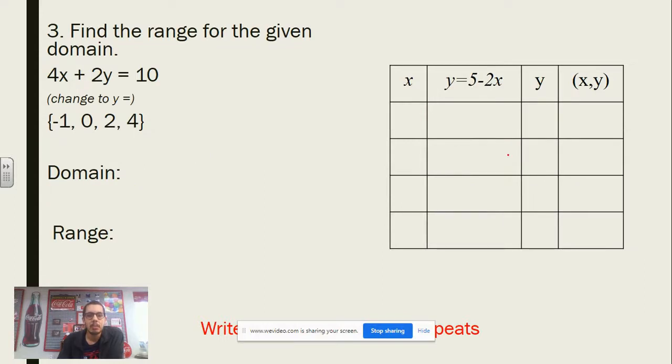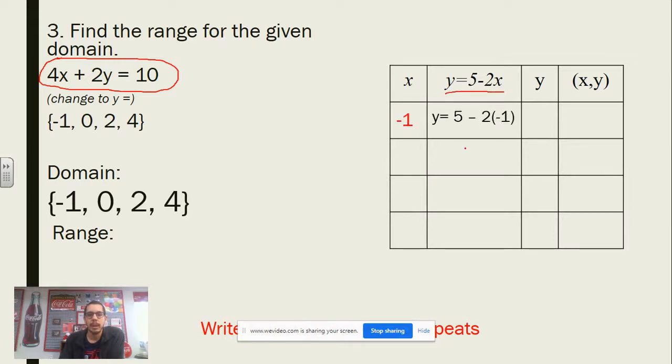Here we're finding the domain, we're finding the range when we're given the domain. So our domain values are -1, 0, 2, and 4. The first thing that you're going to want to do is you're going to want to change your equation, if it's not in slope-intercept form, to slope-intercept form. And so 4x plus 2y equals 10, when we change it to slope-intercept form, is y equals 5 minus 2x.